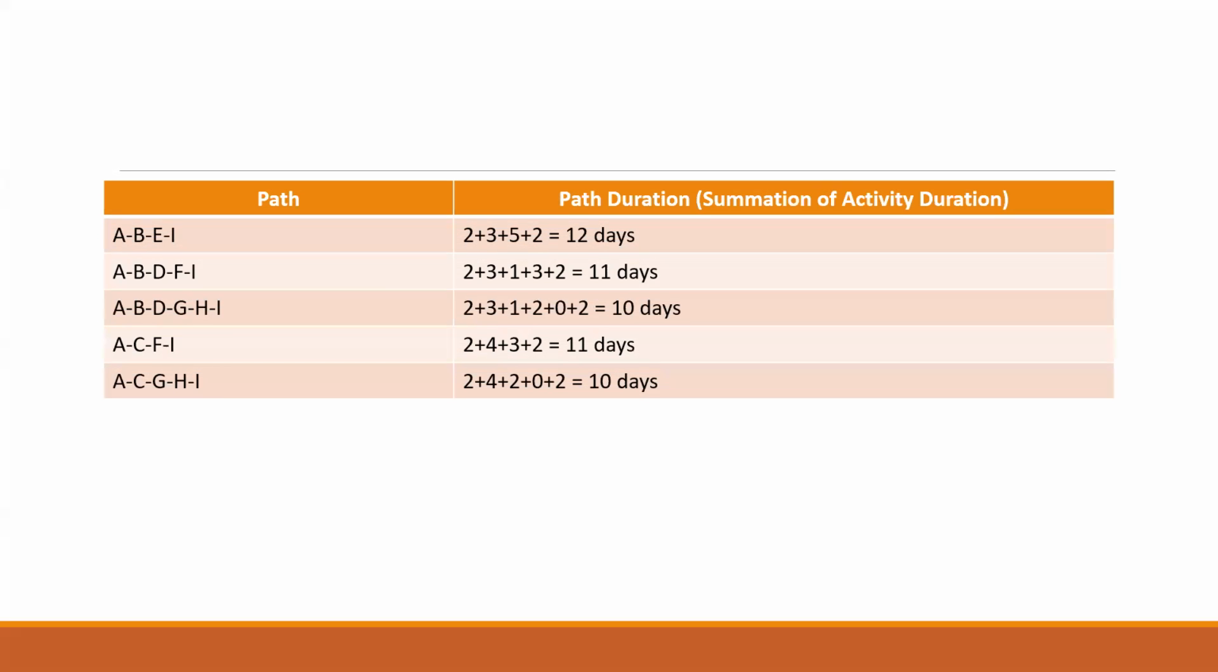These were all the different paths which were available. And if you look at the first path itself, the total duration, the summation, is coming to 12 days. That's the longest duration. And therefore, your A, B, E, and I are the activities falling on the critical path.